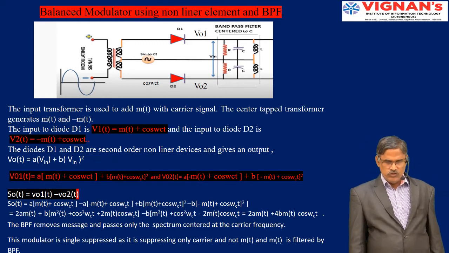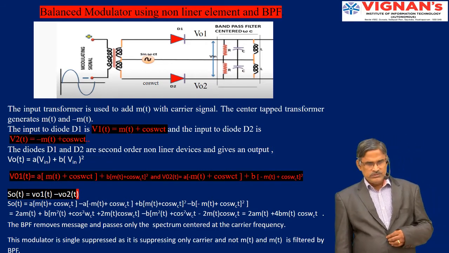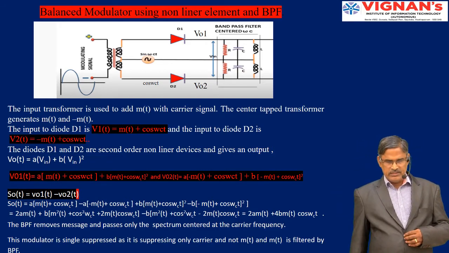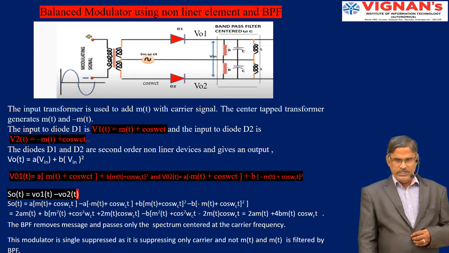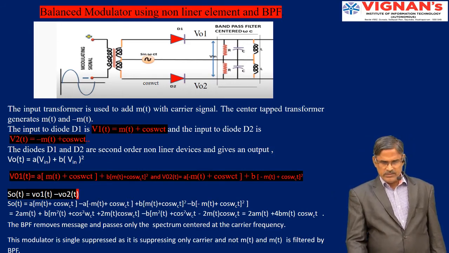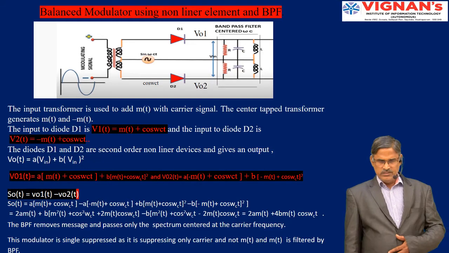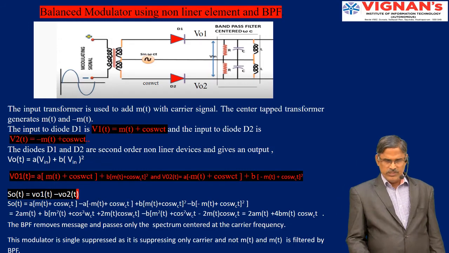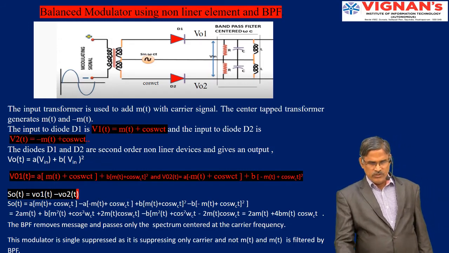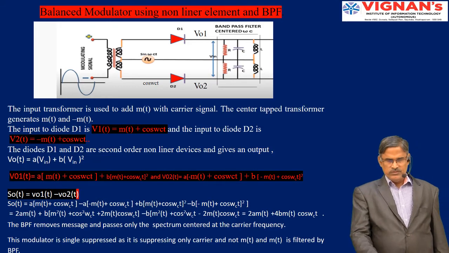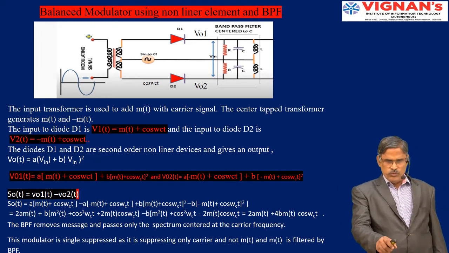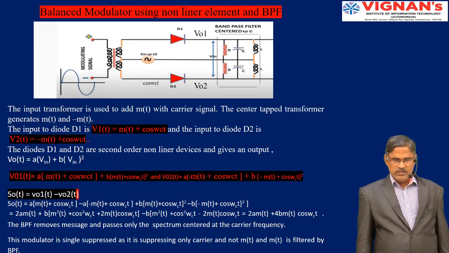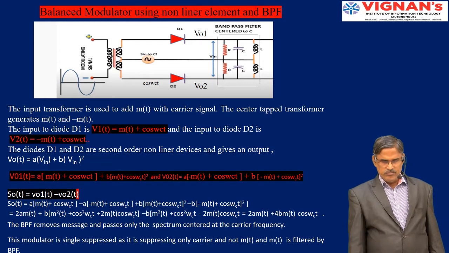Similarly, the V02 output will be A into cos omega ct minus mt plus B into cos omega ct minus mt the whole square, because the second diode's output is also proportional to the input. Output is available at the resistor on the top, and the other one is available at the bottom.